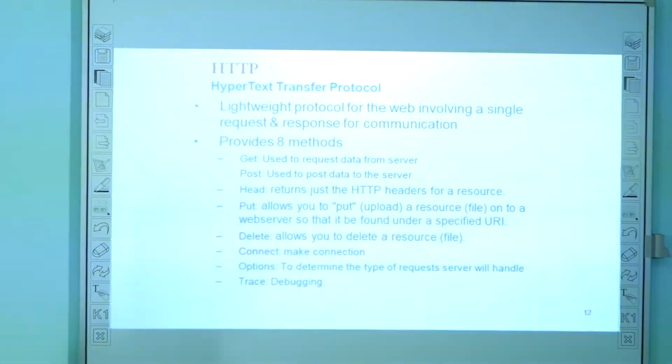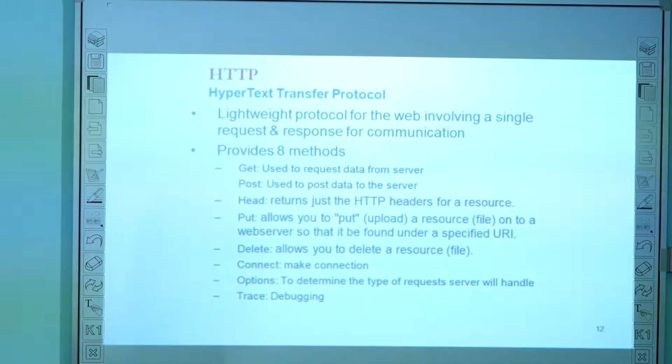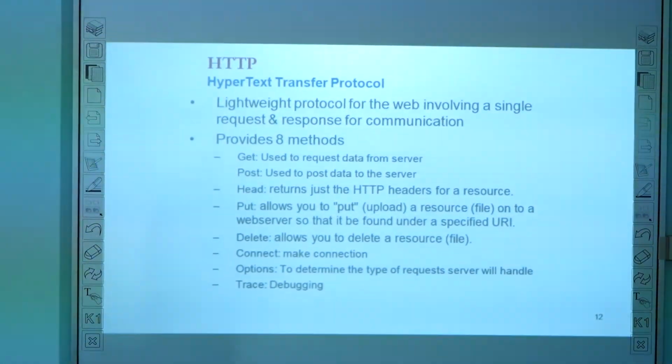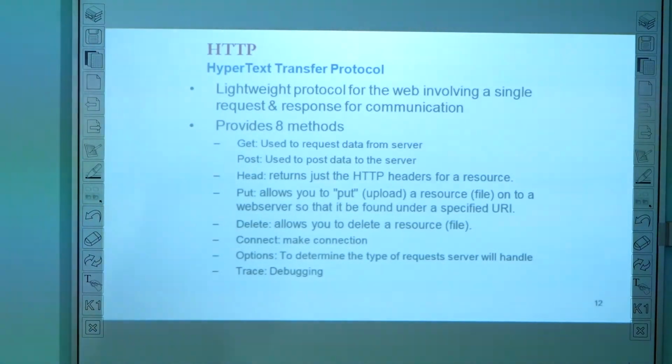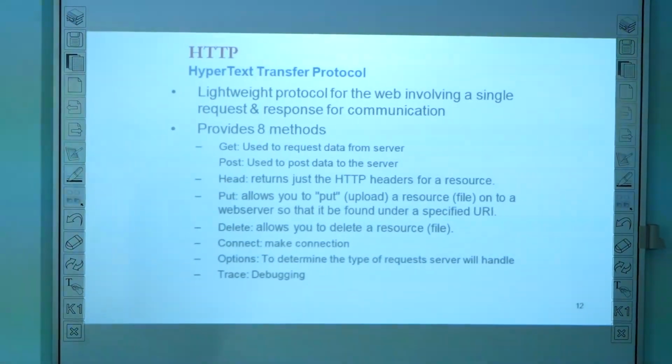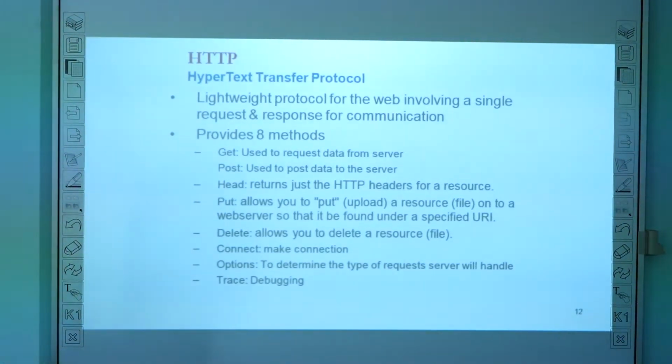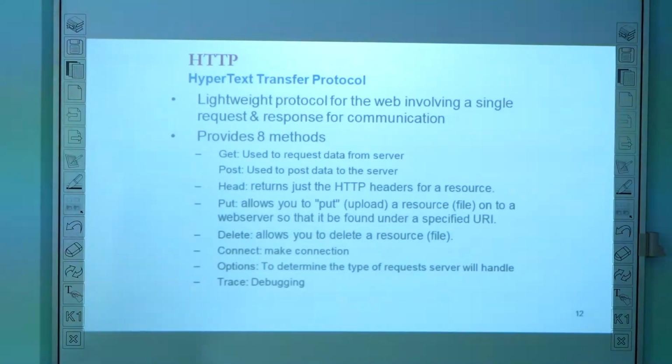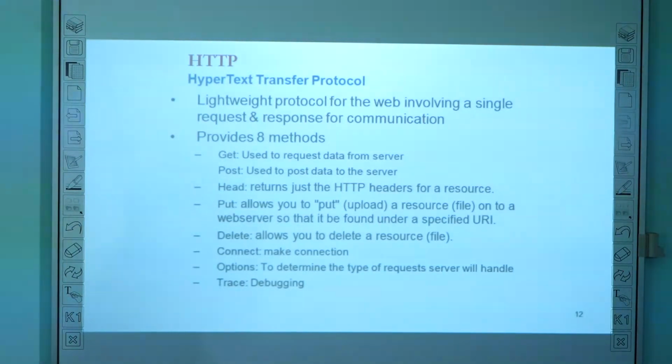Next, delete method. Delete method can be used to delete a resource or a file. Next, connect method. It is used to make the connection between the client and the server. Next, options. It determines the type of request the server will handle, in a better way. Trace. Trace is used for debugging.